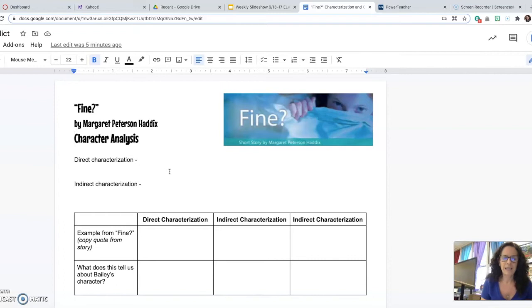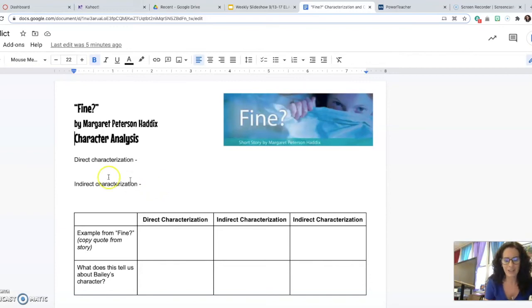So they might say the character is angry, or they might use words like Bailey was scared. That's direct. You don't have to figure that out because they directly tell you. So that's why it's called direct characterization, is they're not making you think, they are telling you right out something about the character.